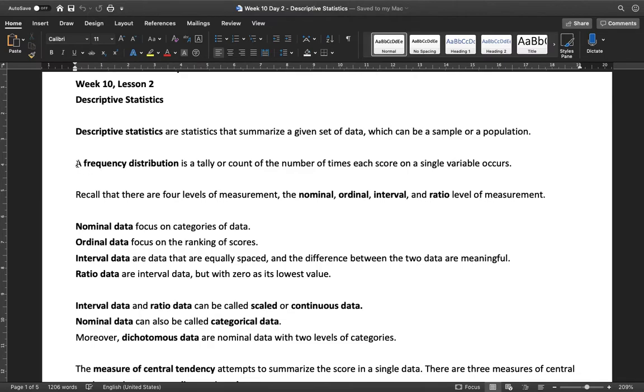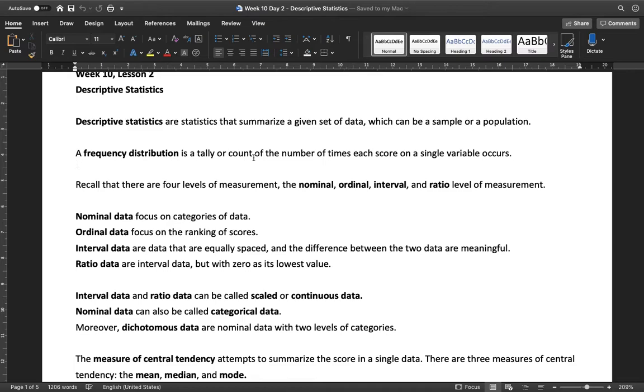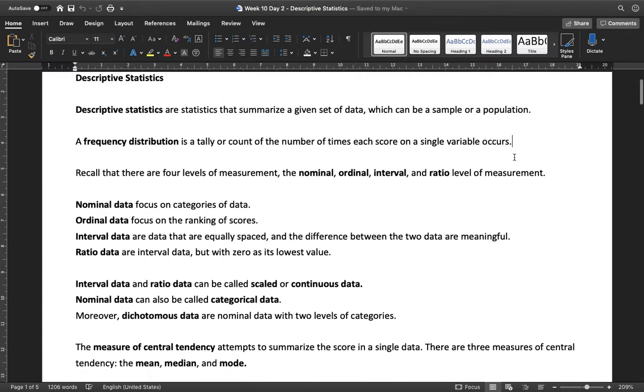Isa sa mga yun ay yung frequency distribution. Ang frequency distribution, it is a tally or count of the number of times each score on a single variable occurs. So basically, table siya na kinakount mo lang yung frequency. Like, for example, itatali mo ilan yung mga grade 11, itatali mo ilan yung grade 12. So, tally-tally, i-table mo lang. Ang tawag doon ay frequency distribution.